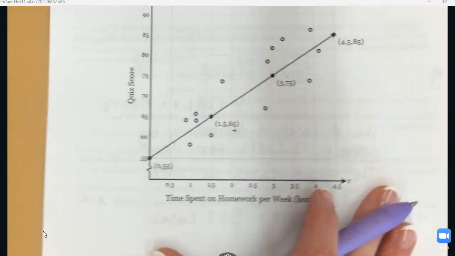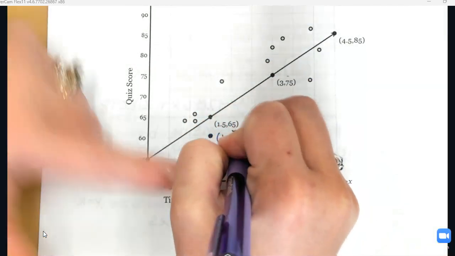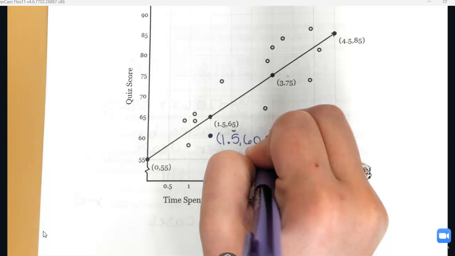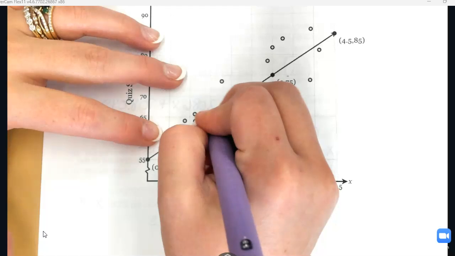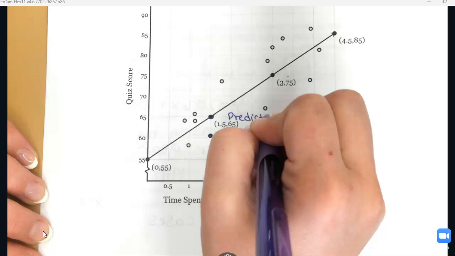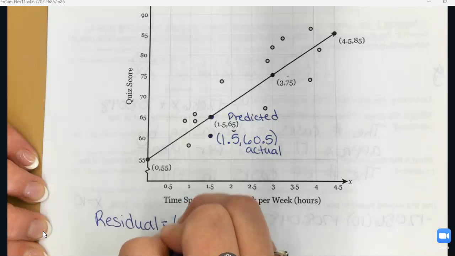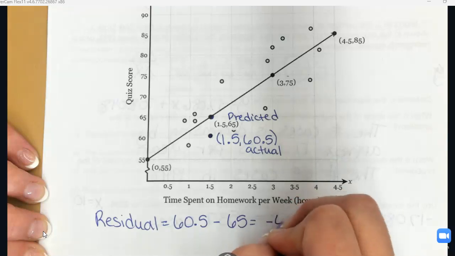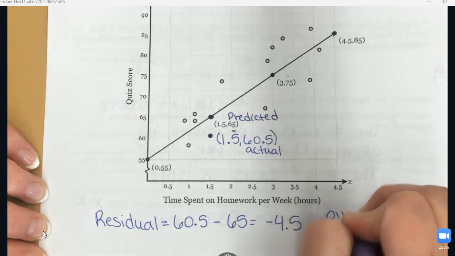So I'm going to look on my graph, and here I have this scatter plot point at 1.5, and it told me in the paragraph above that the actual score there was 60.5 points. So that is my actual score. But if I look at my line of best fit, the predicted value for 1.5 is 65. So to calculate my residual, I'm going to take that actual value, 60.5, and subtract our predicted value, 65, and I get negative 4.5. Now this time it was negative, so that tells me that I had an overestimation.